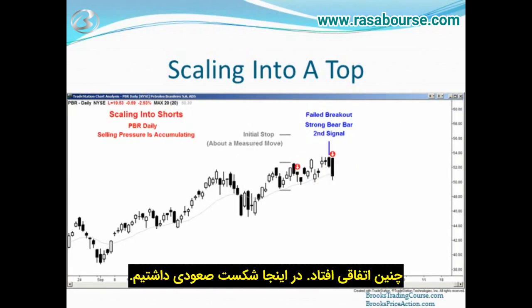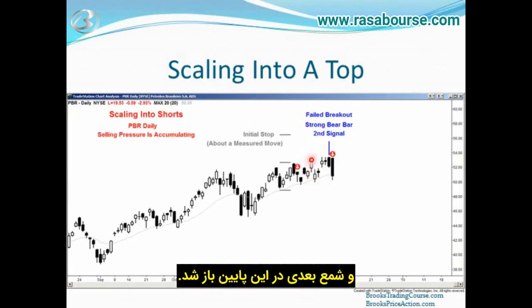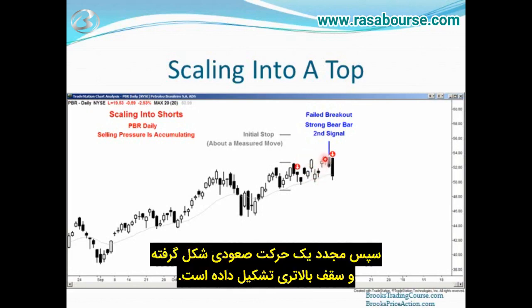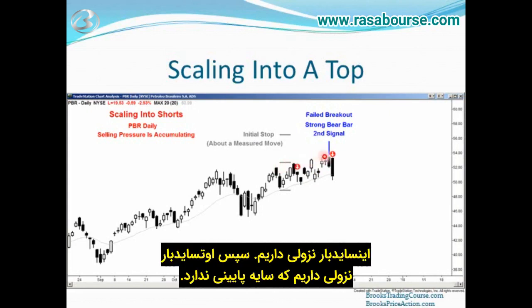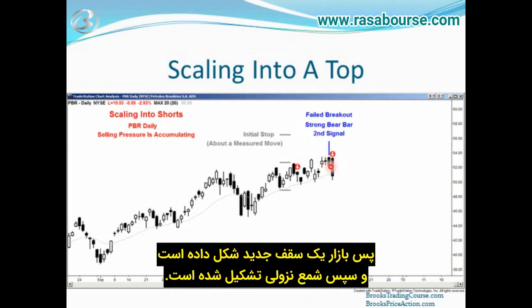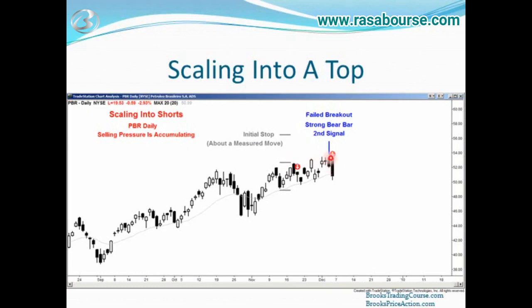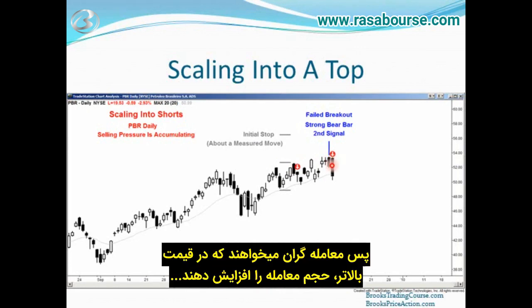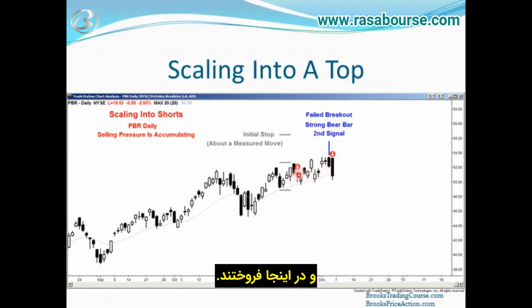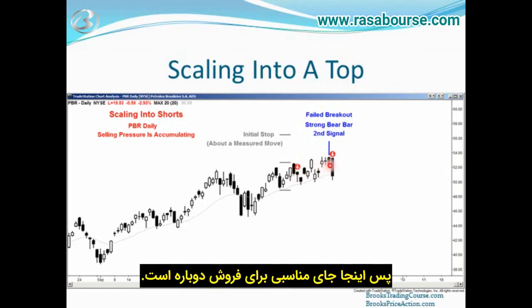And this is what happened. Here's that bull breakout, and next bar opened way down here. And then we had another push up to another high, a fourth high, 1, 2, 3, 4, a bear inside bar, a bear outside bar closing on its low. So we're getting another strong bear bar after reaching a new high. This would be a reasonable sell signal. So if the traders were willing to scale in higher and they shorted here, this would be a good location for them to short again.